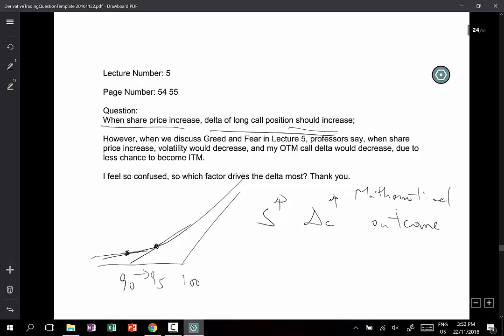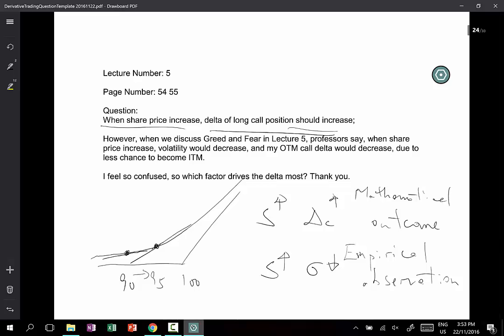When we say that when the spot price increases, volatility tends to go down, this is not a mathematical outcome. This is more of an empirical observation. This is what practitioners actually observe in the market. Nobody says it has to be this way, but in reality it does happen.